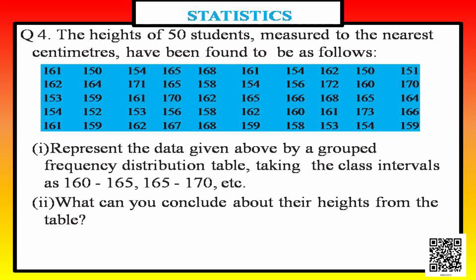Next, question number 4 of exercise 14.2. The question says the heights of 50 students, measured to the nearest centimeters, have been found to be as follows. So they have given a list of the heights of all 50 students. Then they asked bit 1, represent the data given above by a grouped frequency distribution table taking the class interval as 160 to 165, then 165 to 170, etc. And the second bit says what can you conclude about their heights from the table. So let us make the table first.